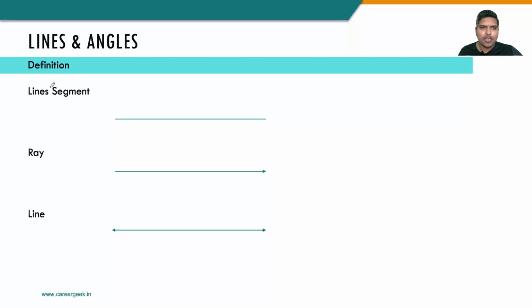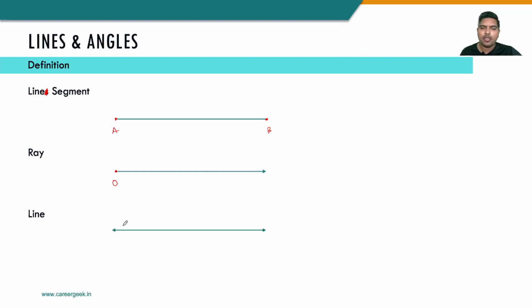Now, before starting lines, you must know the difference between a line segment, a ray, and a line. What is a line segment? A line segment is a fixed line between 2 points. It is of finite length. Now, what is a ray? A ray has a starting point, but no ending point. Something like sun rays. They originate from the sun and keep on going. They're traveling, right? There is no destination.